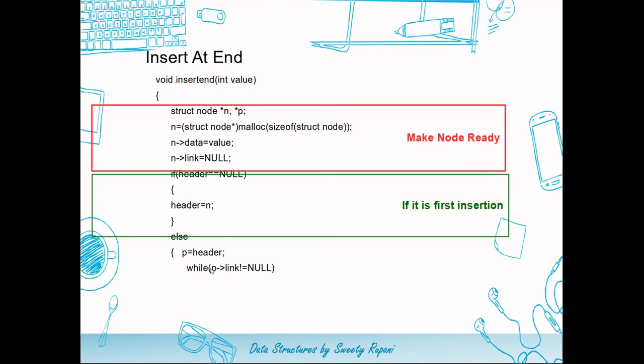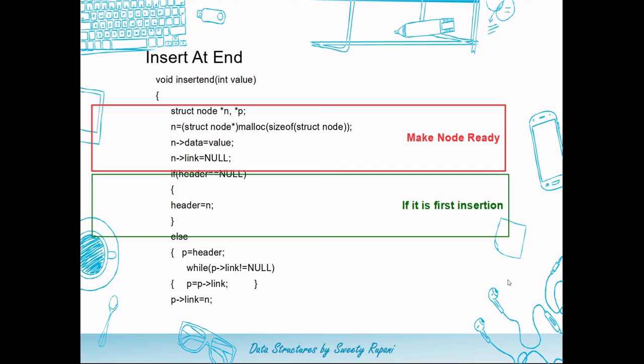Now when the link part of p is null, it means p points to the last node. If it's not null, I'll have to just shift the pointer to point to the next node. In order to do that, we will have to get an address from my current node's link part of p, and that will be stored in p. So the current node's link part stores the address of the next node. This particular statement helps in shifting pointer p to point to the next node.